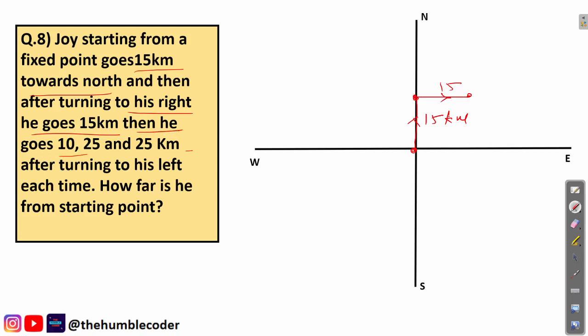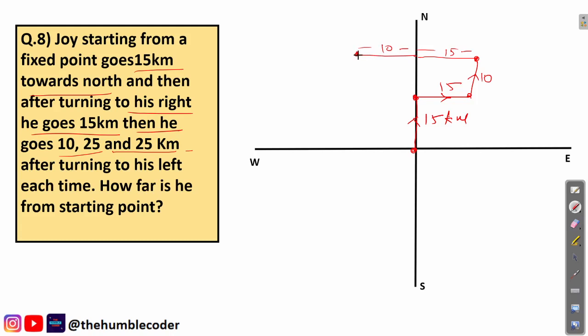And then he goes 10, 25 and 25 kilometers after turning to his left each time, which means that he will move left thrice and he will walk 10, 25 and 25 kilometers. So first of all he is at this position right now, so his left will be in this direction. So he has walked 10. Once he is at this position, he will again walk 10. Okay, so he will walk 25 now. So in the left direction 15 and 10 will be 25. Right now he is at this position and again he will walk how much?